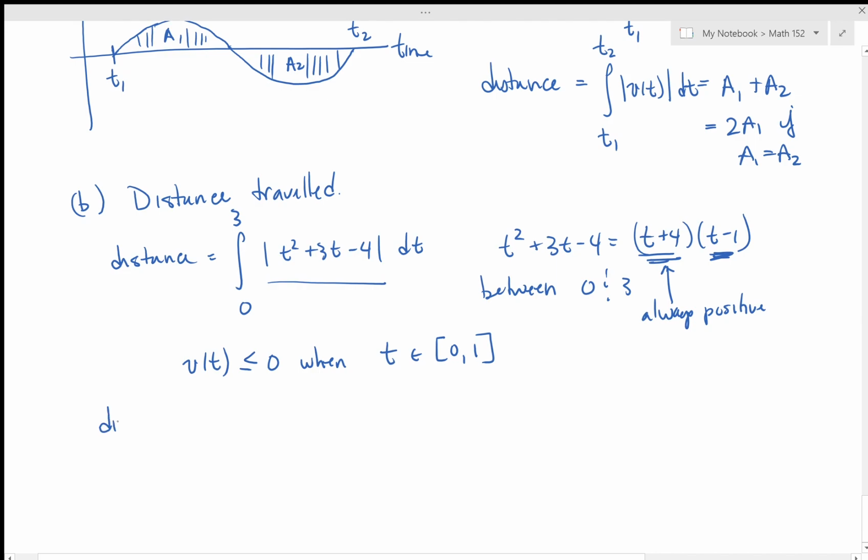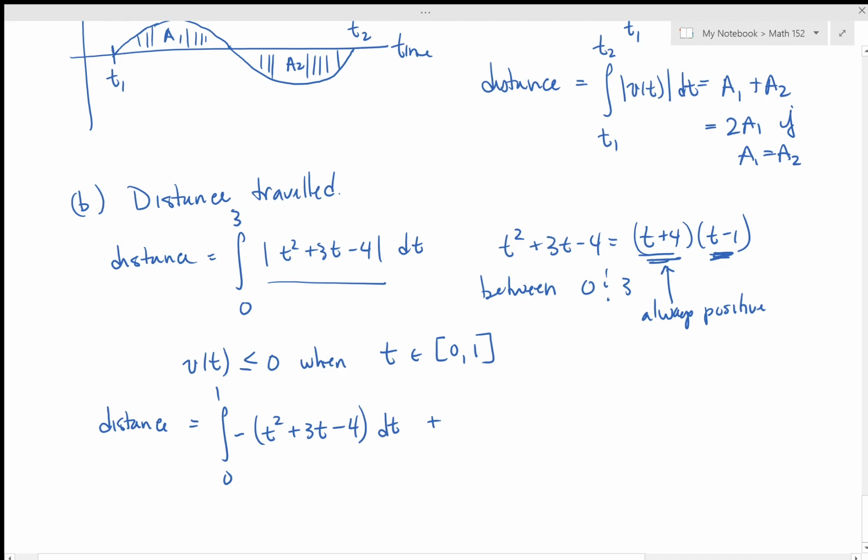For the distance, I'm going to split the integral into 2. It's going to be the integral from 0 to 1. Now the velocity is negative at that time, so to take the absolute value, I put a negative sign there. Absolute values, I think I mentioned this already. Absolute value signs are critical. They don't go away, and they're tricky to deal with. So spend lots of time practicing.